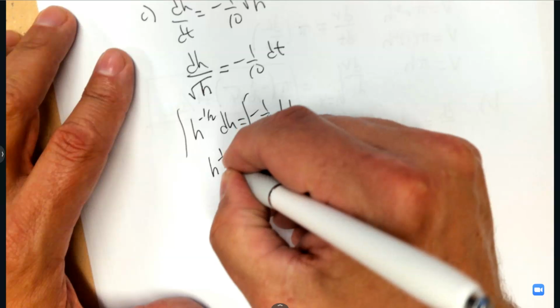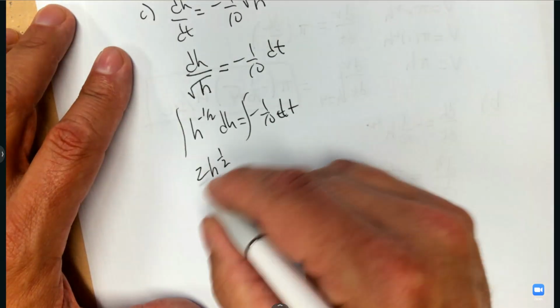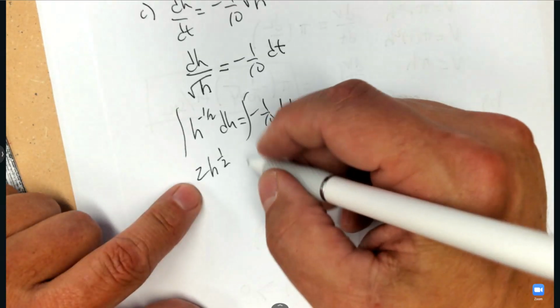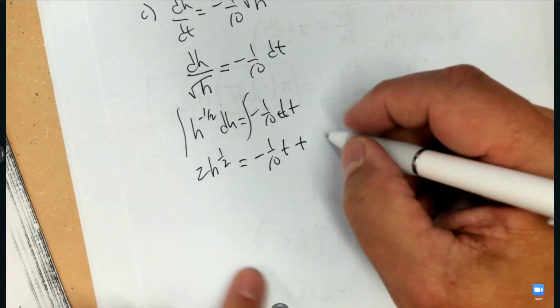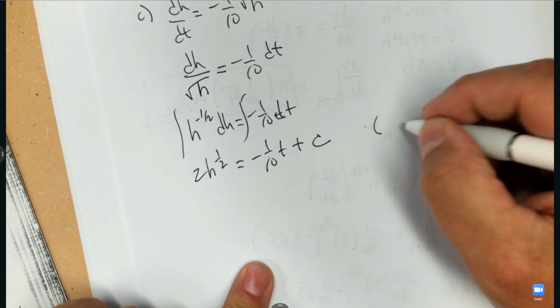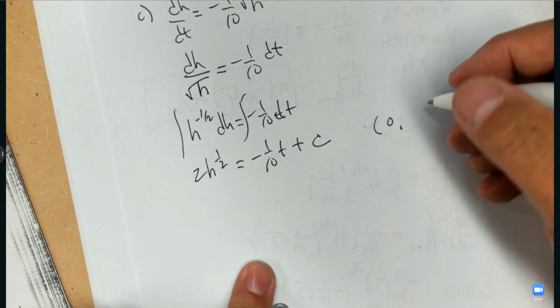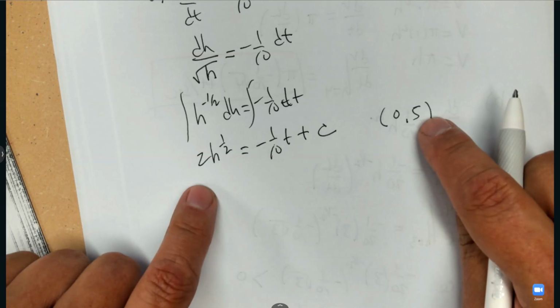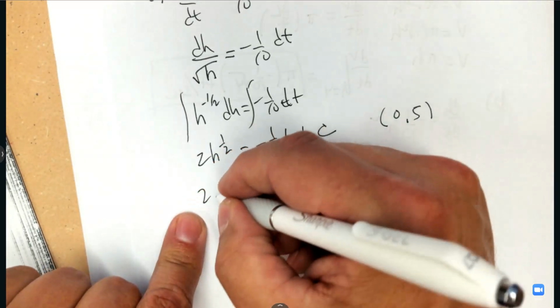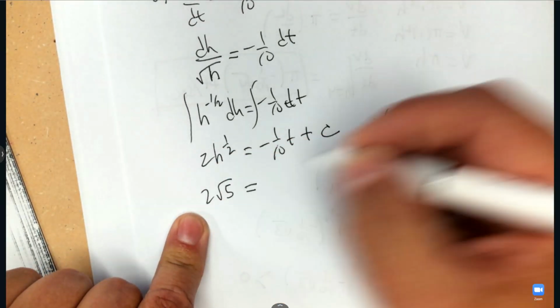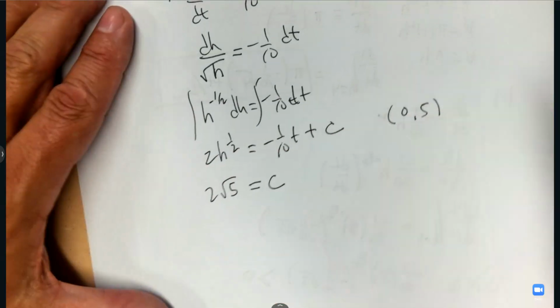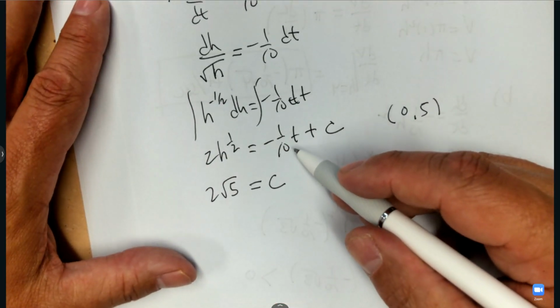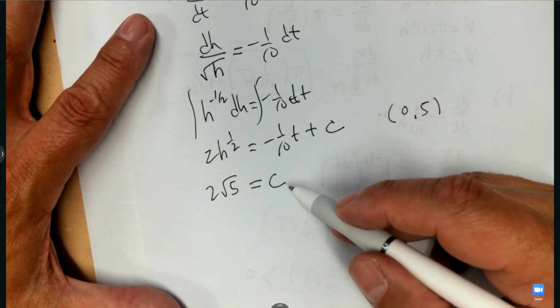So I'm going to add 1 to the exponent and divide. Instead of dividing by a half, I'm going to multiply times the reciprocal to make it easier to work with, because it's not the end of the question. Negative 1/10 t plus c. It says that initially, at time 0, the height is 5 feet. So we're going to plug that point in. So 5, and you could leave it as 5 to the 1/2 is the height, and t is 0, that means that's what c equals, because negative 1/10 times 0 means that c is left there.